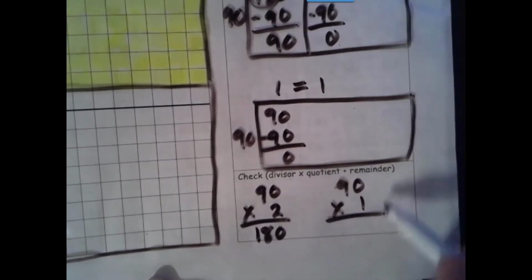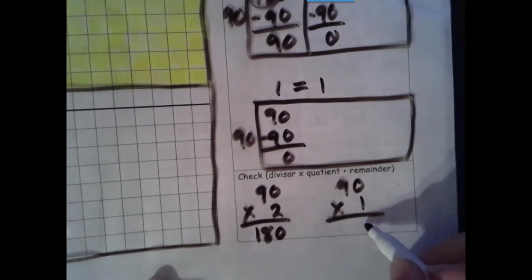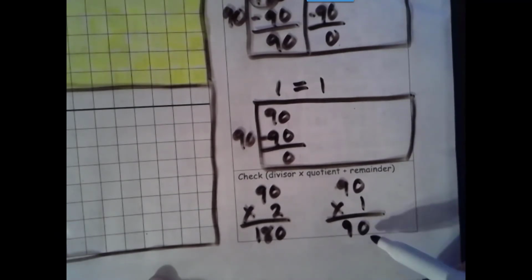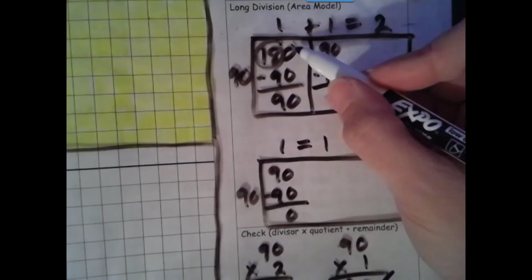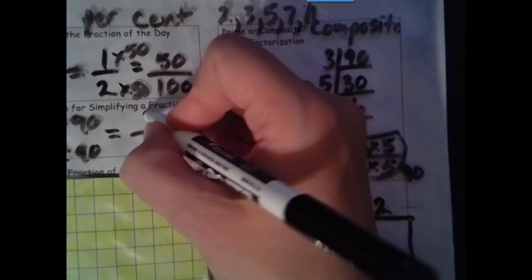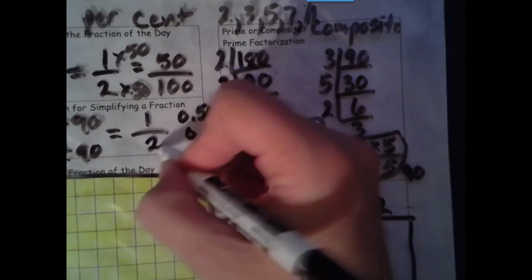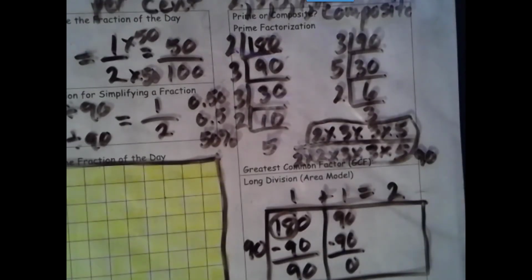2 groups of 0 is 0. 2 groups of 9 tenths is 18 tenths. Here we have the identity property of multiplication. When you multiply by 1, it stays the same. 1 group of 0 is 0. 1 group of 9 tenths is 9 tenths. 90 matches our dividend. Check. 180 matches our dividend. Check. So that means our numerator is definitely 1 and our denominator is definitely 2.